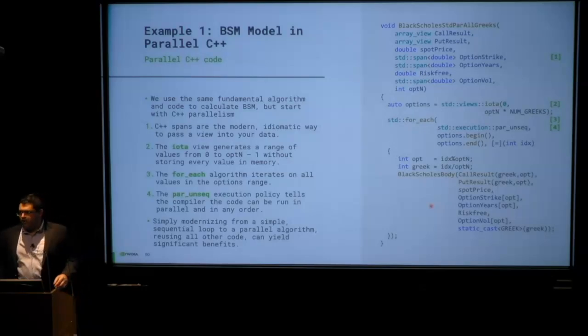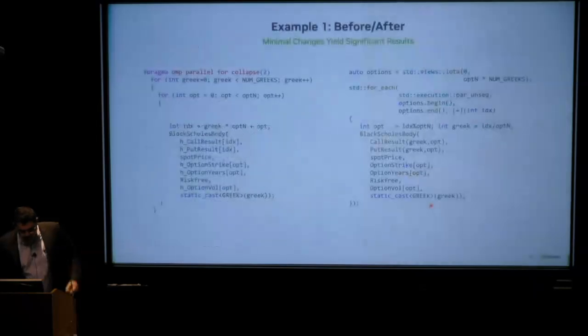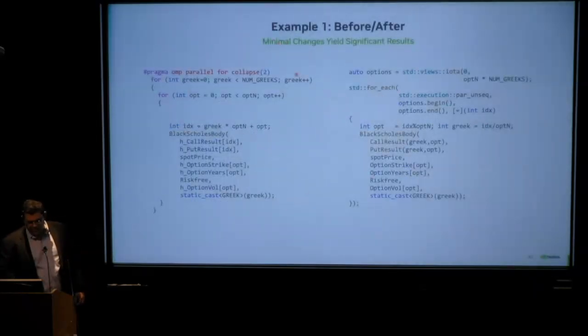And so if you're looking at this whole presentation so far, here's that example before and after, side by side. We're not writing any more code here. We removed the OpenMP. We've collapsed these for loops into the for_each. We're now using the views iota function, and the only difference here is really that indexing.